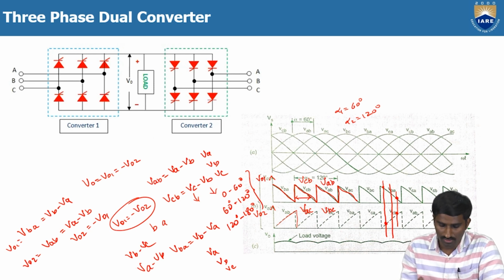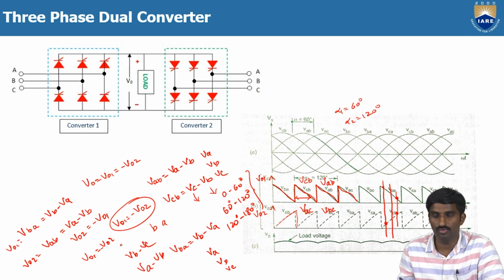If it is the same, then because V01 is equal to V0 minus V02, if you add these two and take the average, you get 0. But here at every instant the V01 and V02 magnitudes are different, so the load voltage you are getting is something like this, some pulsating DC. This is about the 3-phase dual converter.